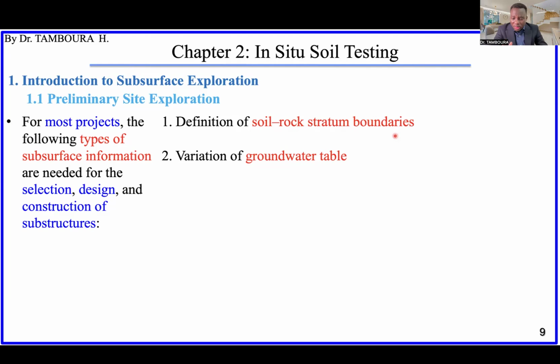Is there groundwater at the depths we are going to, and at which depth is this groundwater? Is it stable the whole year, or is it changing, the position of the groundwater changing in a year? The location of adequate foundation bearing layer.